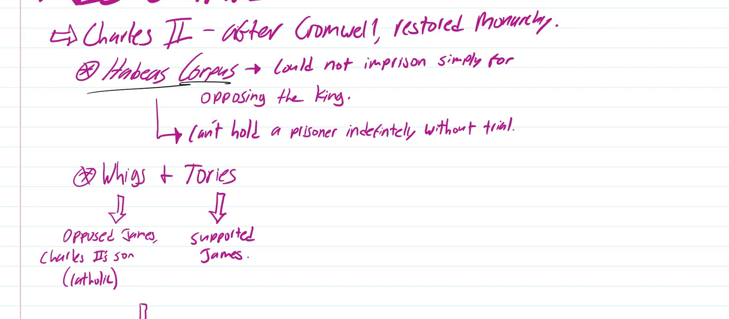It says the king can't imprison people simply because they oppose him. So you can't be imprisoned for no reason. A judge is going to determine whether you should be let go or whether you should be kept in prison. And additionally, you can't be held indefinitely. If you can't have a trial, they have to let you go. So it gives people more rights and takes away the power of the king to just do as he pleases.